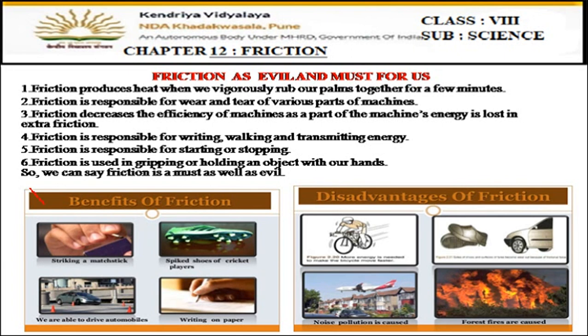So here you can see in the diagram there are some benefits of friction. The first one, you can see, is striking a matchbox. If we have to start a fire using a matchstick, then we have to strike the matchstick against the matchbox. So what is happening there? We are rubbing the matchstick against the matchbox. And rubbing is friction. So that is one of the benefits of friction, that a fire can be started with the help of a matchstick, with the help of friction.